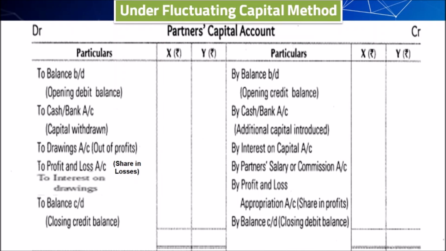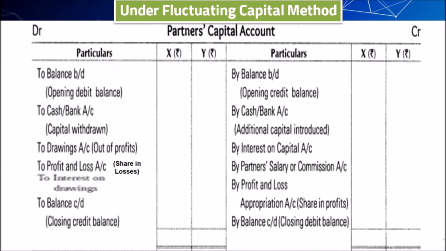Okay, and then To Balance C/D. So if the credit side total exceeds the debit side total, you will get the balance on the debit side by the name of To Balance C/D, that is closing credit balance. But if your fluctuating capital is still showing the negative balance, then you see that By Balance C/D.